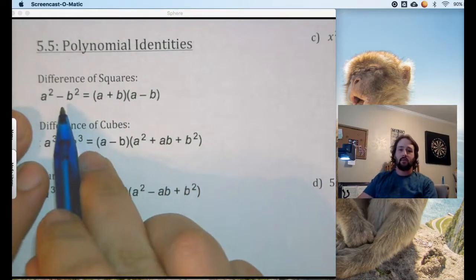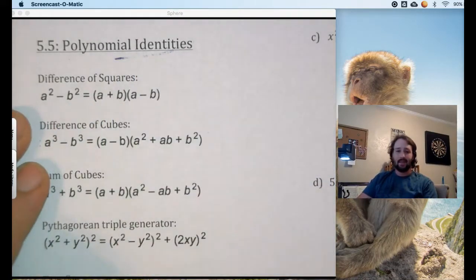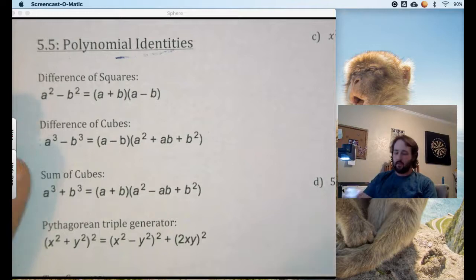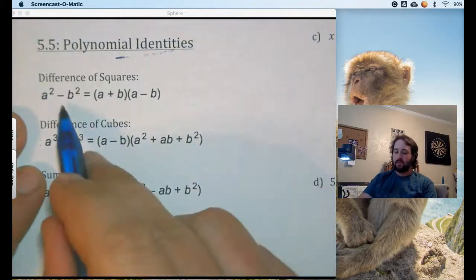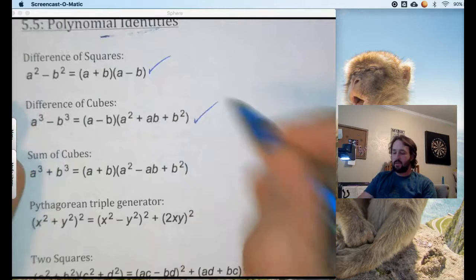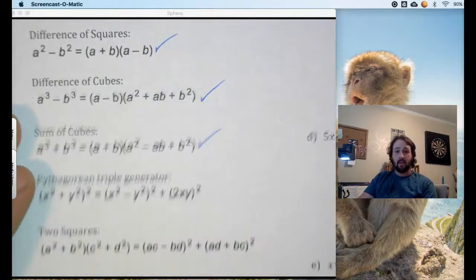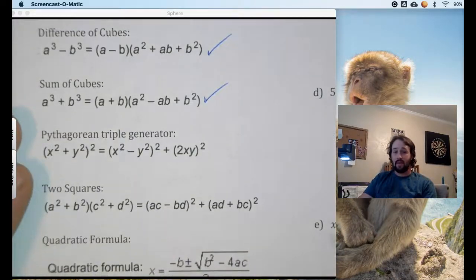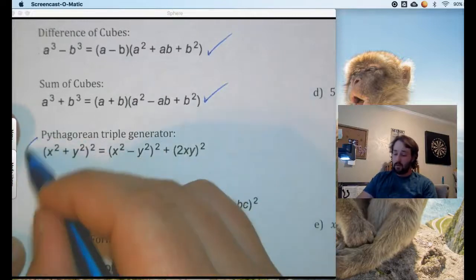This one is just talking about what they call polynomial identities. So it's really things that we've seen before. There's only two that we haven't seen before. We've seen the difference of squares. We've seen the difference of cubes. We've seen the sum of cubes. The only two that you're going to see that you have not seen before are these two right here.